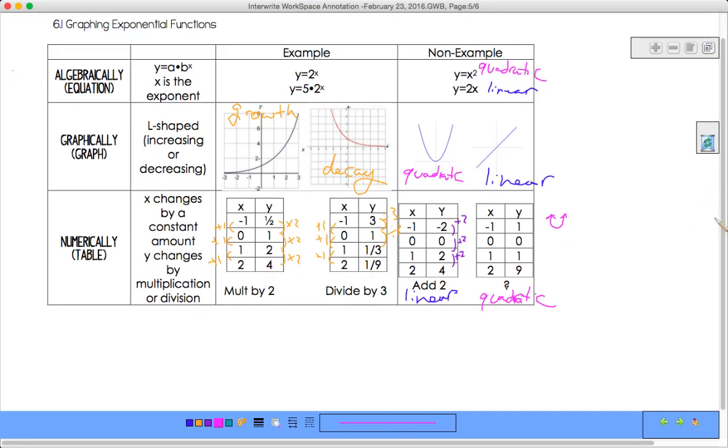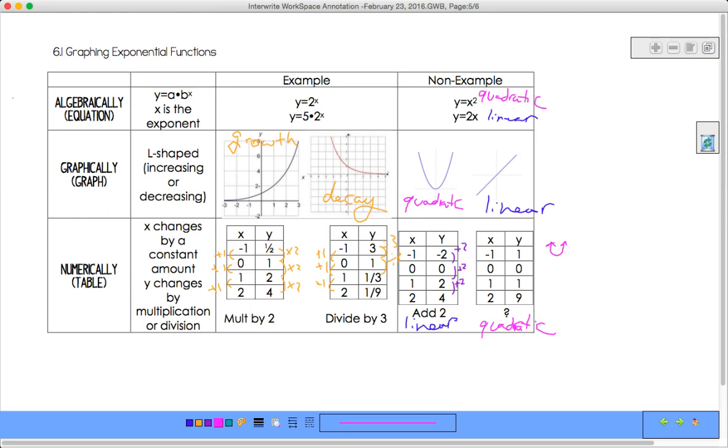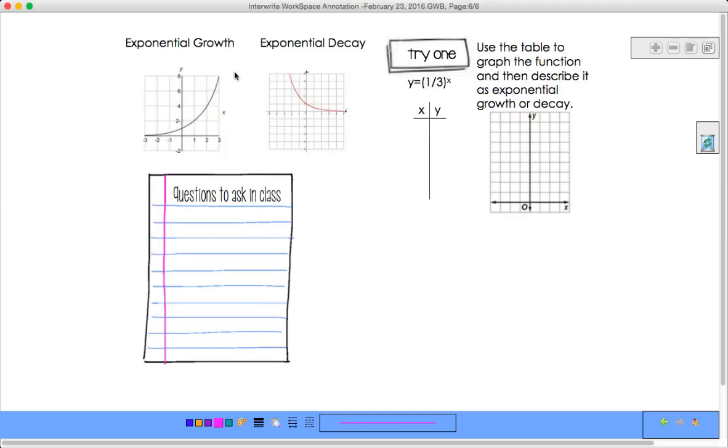All right, let's look at an example. Okay, so this is growth. It's going up. This is exponential growth. We know it's exponential growth because it's increasing. It's going up. And this is exponential decay because as I go from left to right, it's going down.